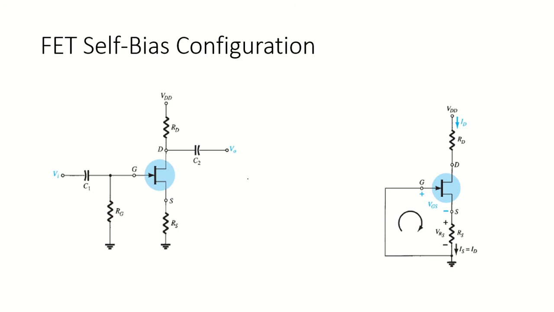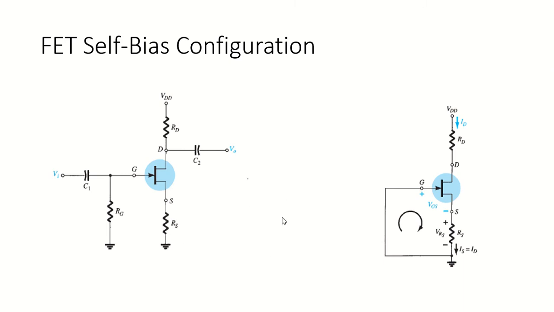FET Self Bias Configuration. The Self Bias Configuration eliminates the need for two DC supplies. Unlike the fixed bias configuration, this doesn't have a VGG connected on the circuit. So the controlling gate to source voltage is now determined by the voltage across the resistor RS, which is connected on the source terminal of the circuit.